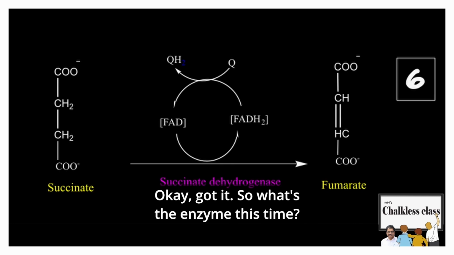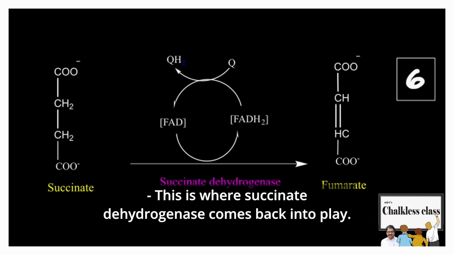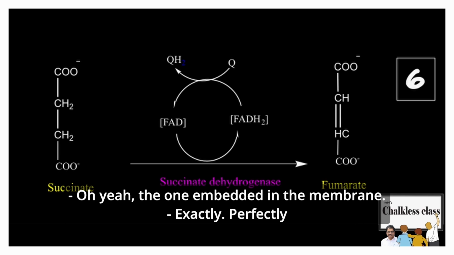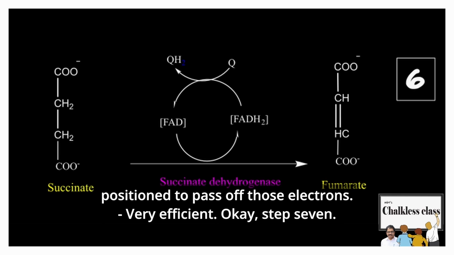Okay, got it. So what's the enzyme this time? This is where succinate dehydrogenase comes back into play. Oh, yeah, the one embedded in the membrane. Exactly. Perfectly positioned to pass off those electrons. Very efficient. Okay, step 7.